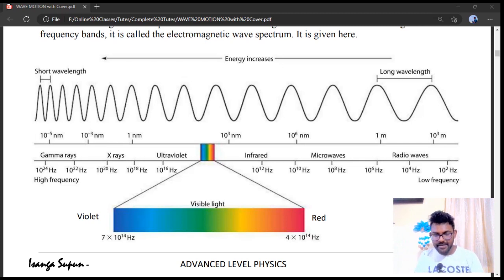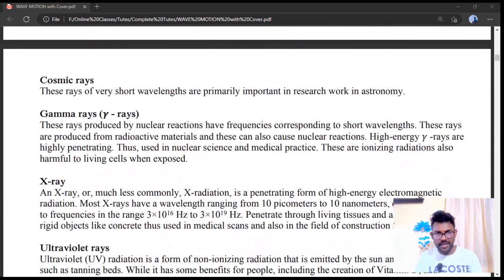Infrared is used in remote controllers and so on. Then we have microwaves, which we use for communication, the 3G, 4G, 5G, and also microwave ovens. Again, the frequency is decreasing. Then you see the radio waves, having a low frequency, used for telecommunication and radio communication. Going below, I have put some description about each of these waves, the cosmic rays and the gamma rays.